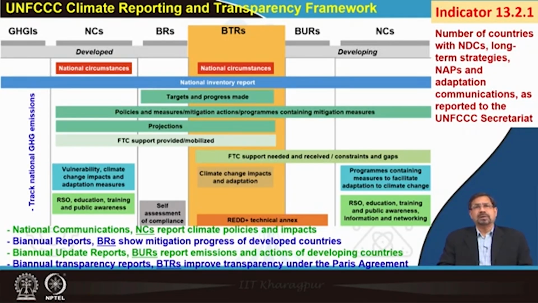So, in terms of the NCs and BRs, on the left hand side are for the developed countries, and on the other side, BTRs, we have the biennial update reports, BURs, and the national communications, NCs, for the developing countries. All this provides a transparency framework and the national inventory report. These comply with various targets and also the various progress made at the national level.